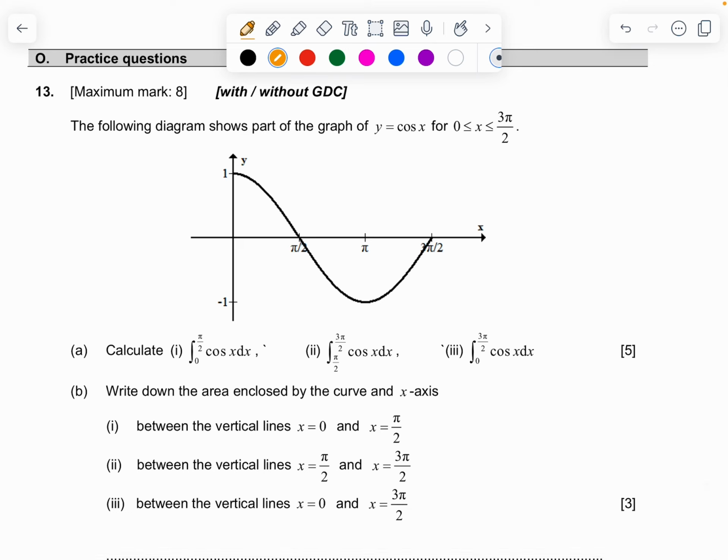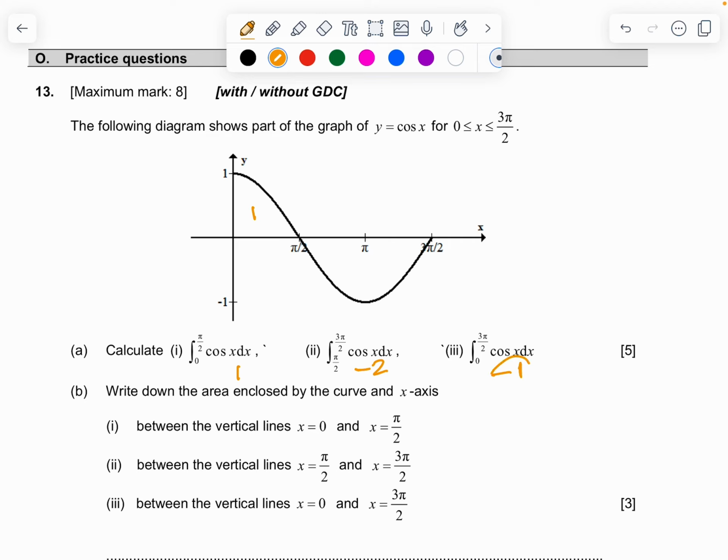Question number 13. The following diagram shows part of the graph y equals cos x from 0 to 3 pi by 2. Calculate the area from 0 to pi by 2. When you calculate from the calculator, this value is 1. From pi by 2 to 3 pi by 2, you will get negative 2. And from 0 to 3 pi by 2 is going to be negative 1. But the total area, if I do it by calculator, is negative 1 plus 1 plus 2, which is 3.